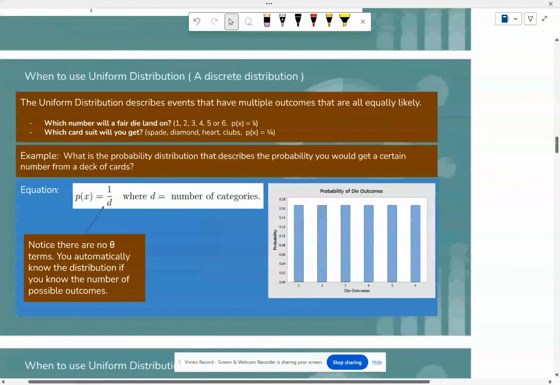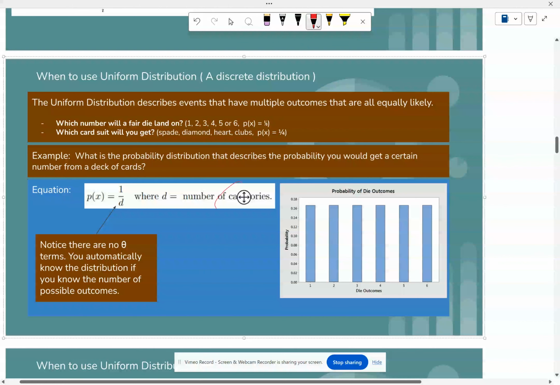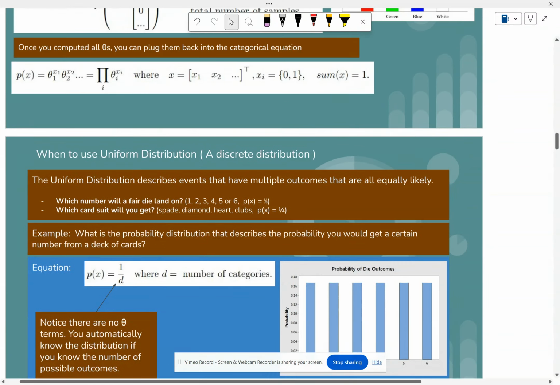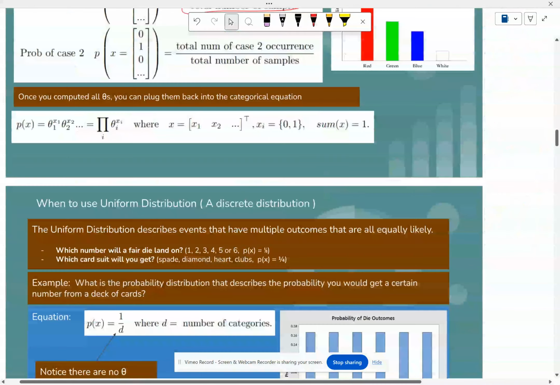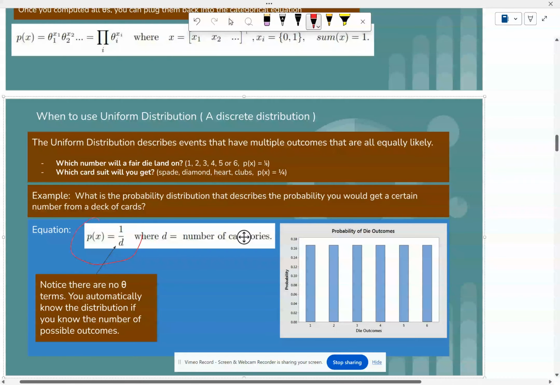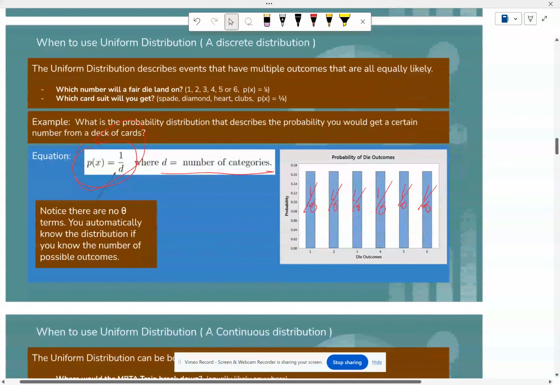Right, the next one is called a uniform distribution. A uniform distribution is a categorical distribution. The only difference between uniform and categorical is that the uniform assumes the probabilities to be identical, and the math drastically simplifies. So instead of that previous equation we saw, the distribution is just 1 over d, where d is the number of categories. For example, when you're rolling a die, the probabilities are 1/6, 1/6, 1/6, 1/6, 1/6, 1/6. So p of x is just 1/6, and the equation is as easy as it gets. That is the uniform distribution.